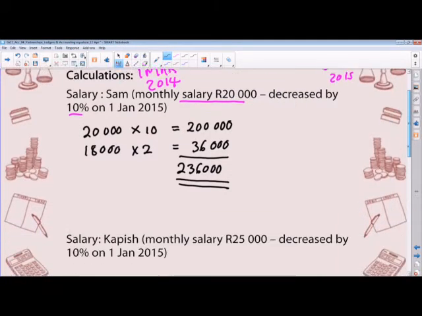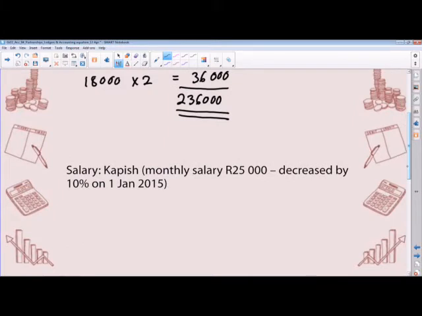Okay, so the salary for Kapish, his monthly salary is 25,000. It decreased by 10% on the 1st of January 2015. So similar calculation: 25,000, we're going to first multiply that by 10. So for 10 months, he would be entitled to 250,000. And then for the next 2 months, unfortunately, his salary decreases by 10%.